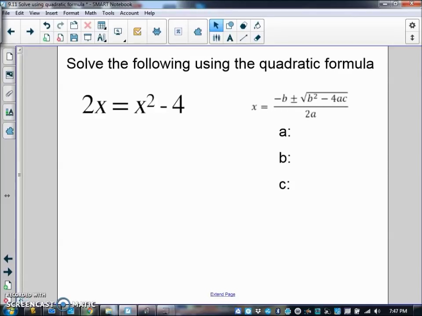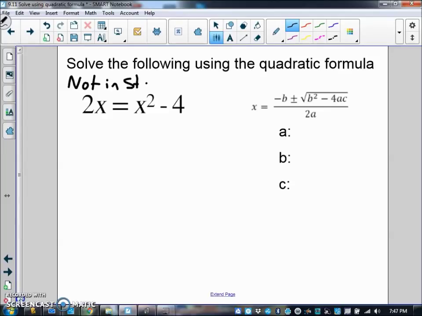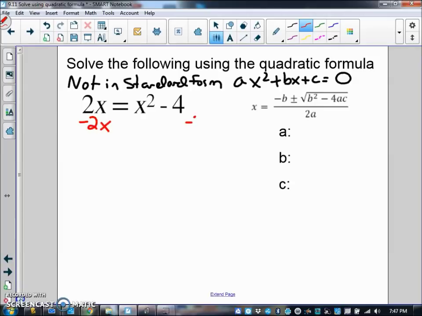For our final example, we see that this is also not in standard form. As we know, standard form is always ax squared plus bx plus c, and to solve, we must be equal to 0. So we need to move our 2x over. So we can simply subtract 2x from both sides. To do that, I end up with 0 is equal to x squared minus 2x minus 4.